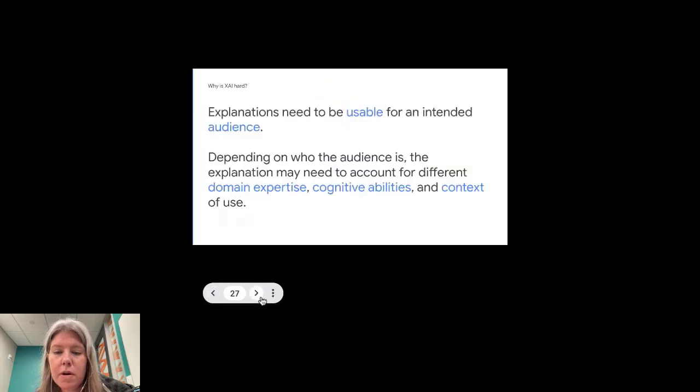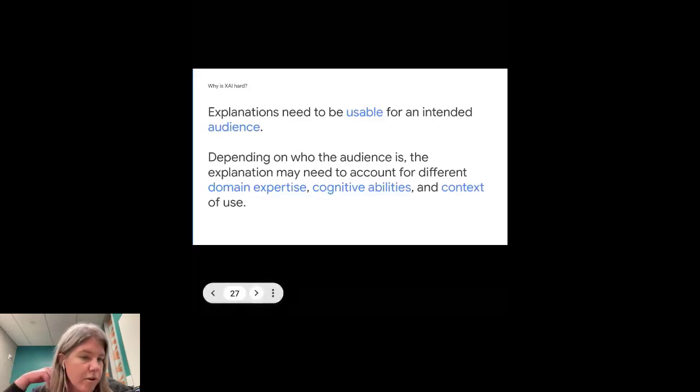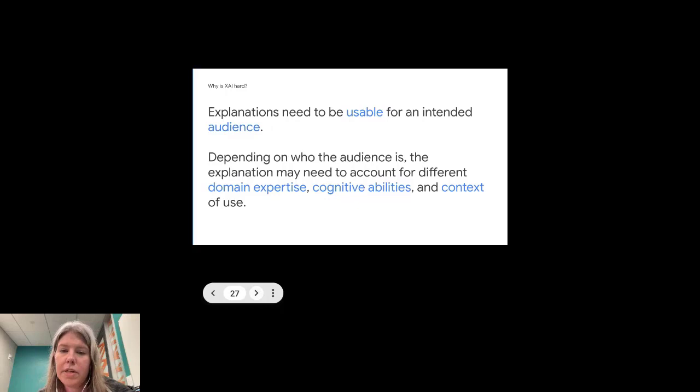So I wanted to dive in. Thank you for those questions, and please feel free to continue adding questions, and I'll try to address them as I go. But I did want to talk through one example of how you're going to have different audiences with different needs for a machine learning application.